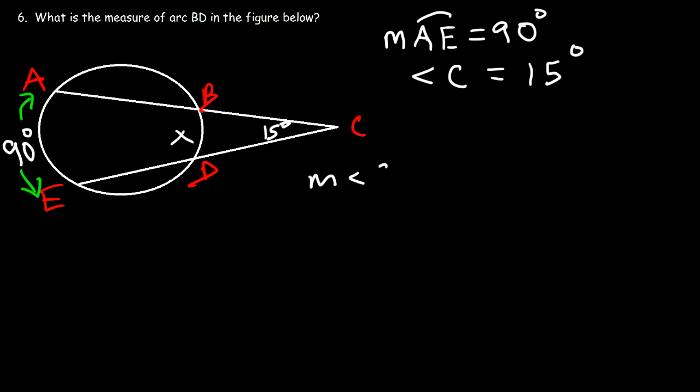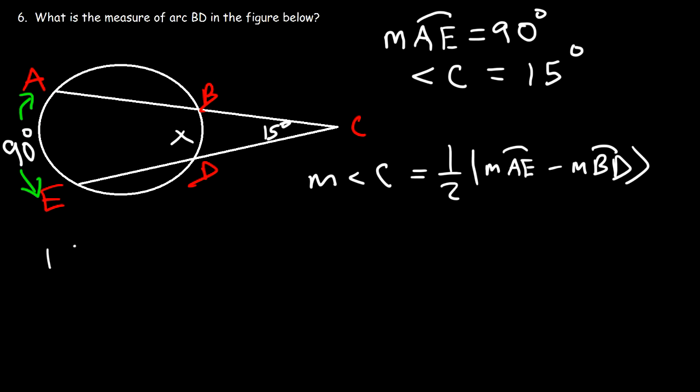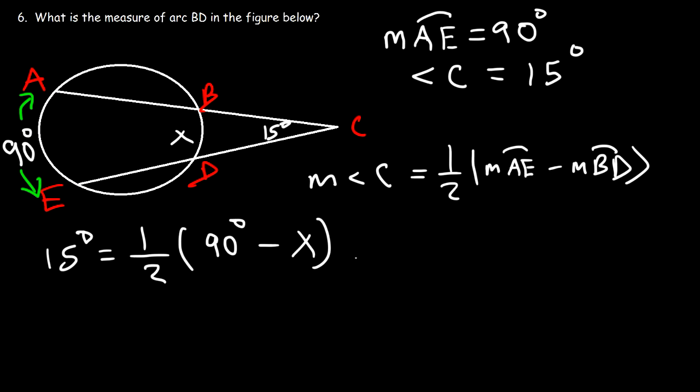Now the measure of the secant angle is 1/2 the difference between the measure of arc AE and the measure of arc BD. So angle C is equal to 15. The measure of arc AE is 90, and arc BD, let's call it X. So let's calculate the value of X. So I'm going to multiply both sides by 2.